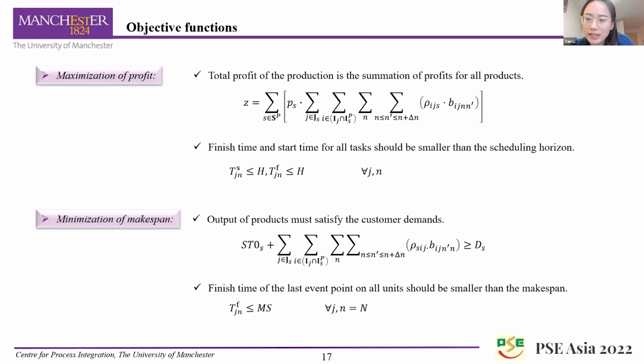There are two objectives involved in this work. The first one is to maximize the profit within the scheduling horizon. All variables concerning the time should be smaller than the time horizon. And the second is to minimize makespan. The output of the products should satisfy the customer demands, and the finish time of the last event point on all units should be smaller than the makespan.